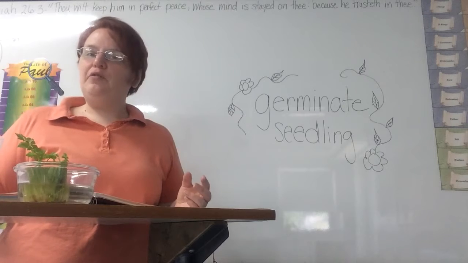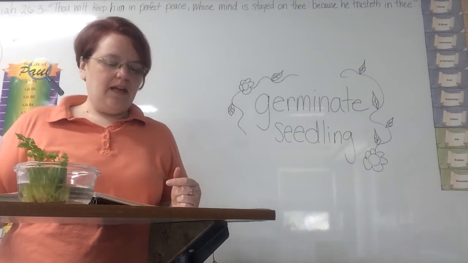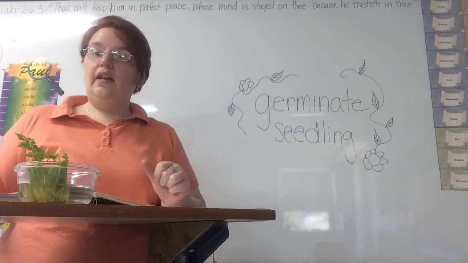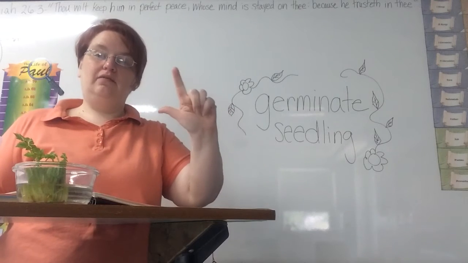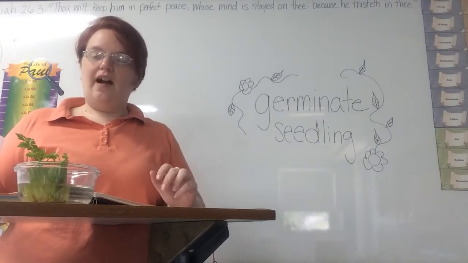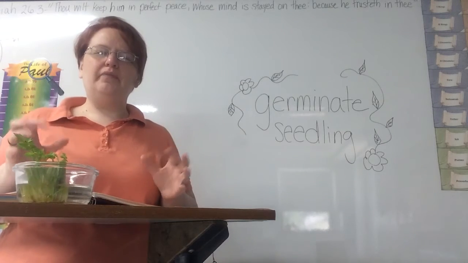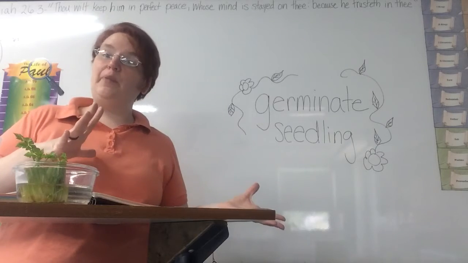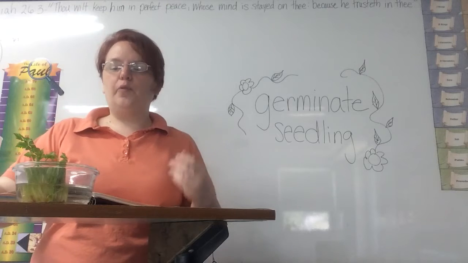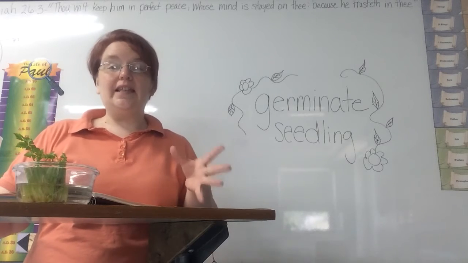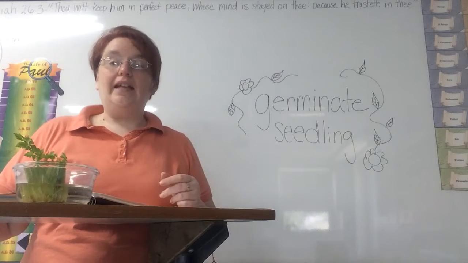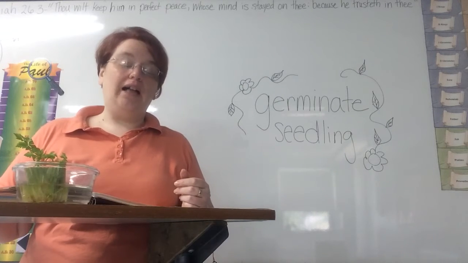Let's do a little review before we get into our lesson. What are the three parts of a flower? If you said petal, pistil, stamen, you would be correct. Petals are the colorful, showy part. Some have big petals, some have very tiny petals, but it's what attracts the insects for pollination. Then we have the stamen, which is the male part of the flower, and that produces or makes pollen.